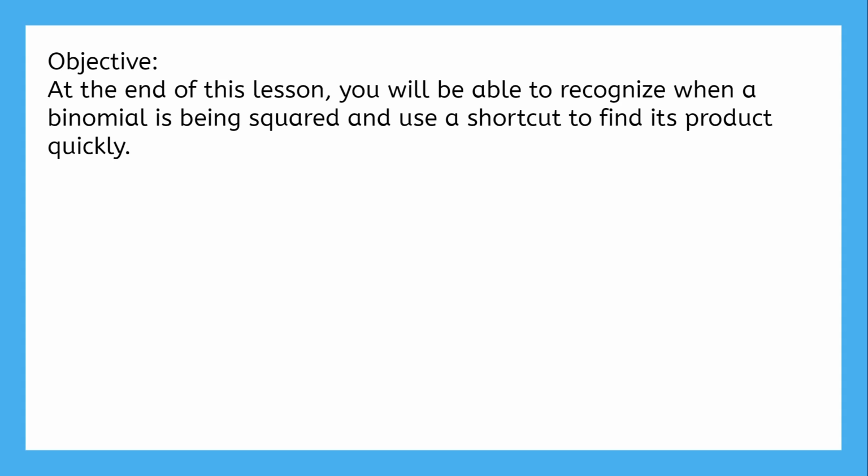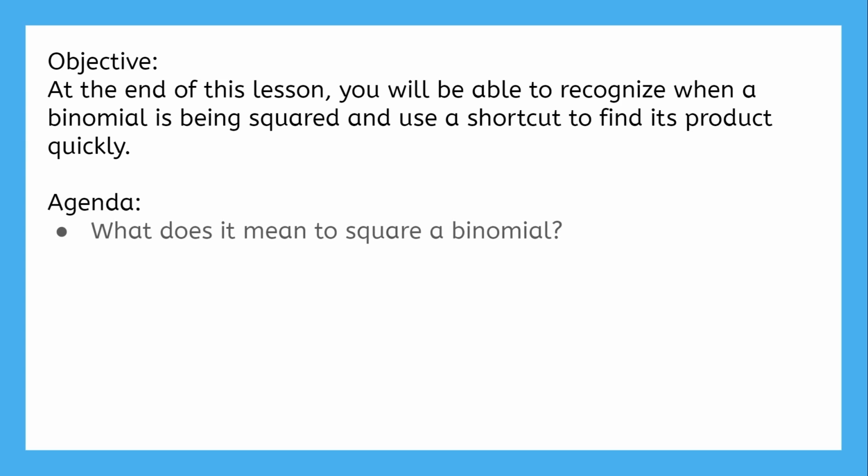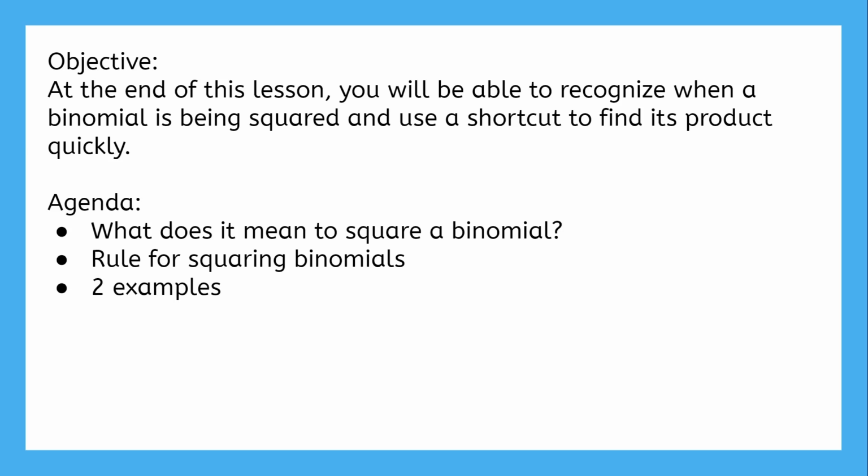At the end of this lesson, you will be able to recognize when a binomial is being squared and use a shortcut to find its product quickly. To learn that shortcut, first we're going to talk about what it actually means to square a binomial. Then we'll quickly learn about the rule for squaring binomials, practice that rule in 2 examples. Finally, I'll give you some tips on how to practice squaring binomials at home.